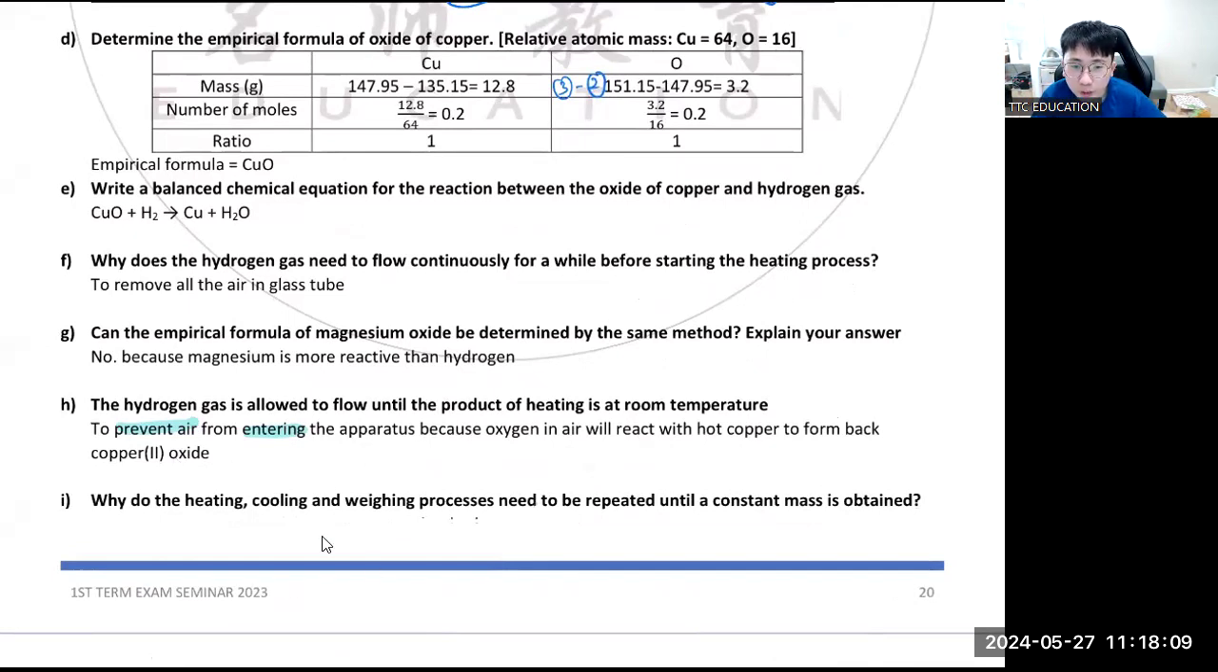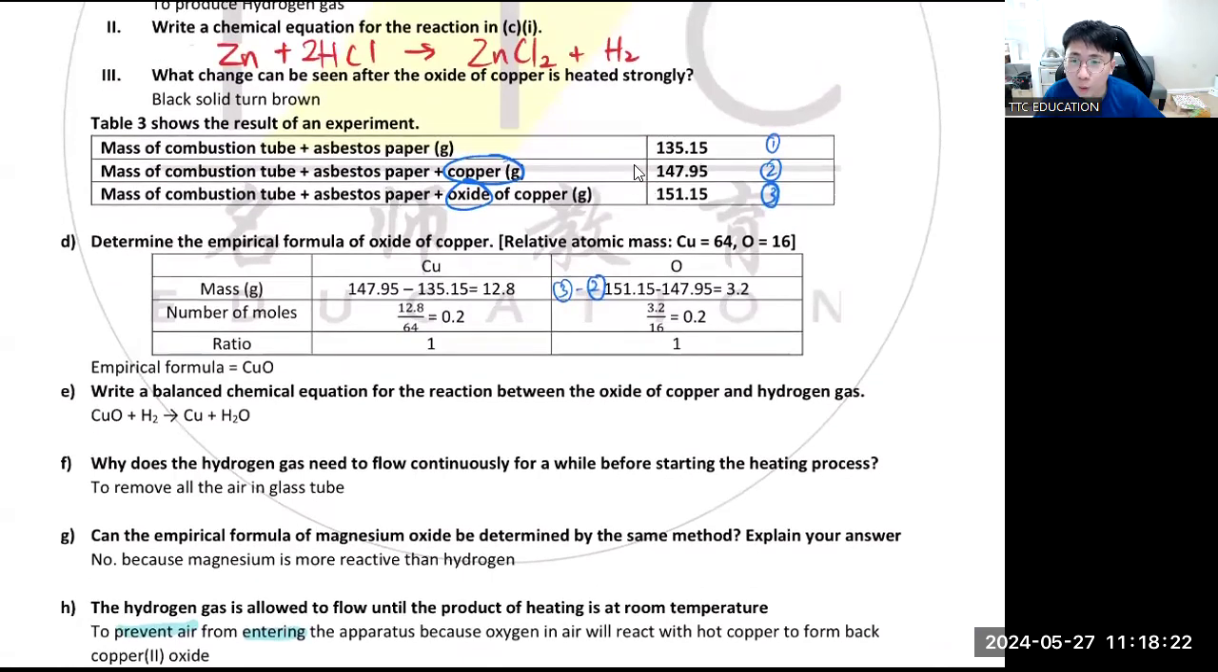Okay, and why do heating, cooling, and weighing process, guys? This is something that you don't do in real life, but in your exam you must do. What is the meaning of heating, cooling, and weighing? Have you wondered how we get all this mass? How do I know how long I heat to get the mass that I want? Do I heat for 5 seconds? 5 minutes? 5 hours? How long do I heat to know my experiment is done?